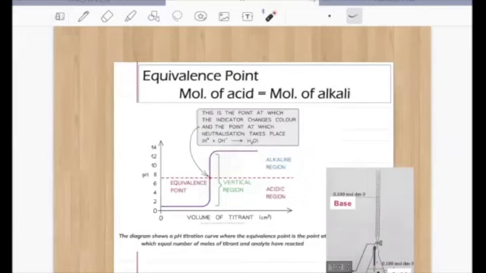The endpoint and equivalence point will be a little bit confusing. We use them interchangeably, but strictly speaking, they are not the same. Endpoint is the point at which your indicator starts to change color, whereas equivalence point is the point where the number of moles of acid is equal to the number of moles of alkali. So this is where neutralization takes place.